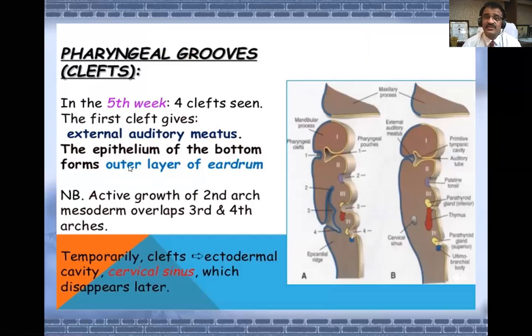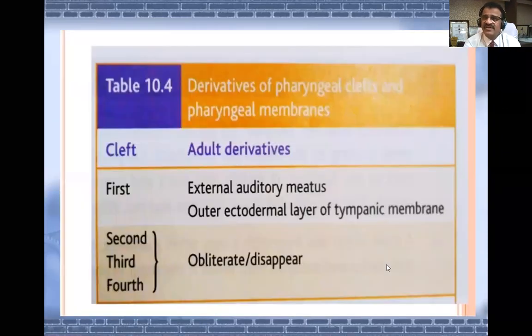The first cleft gives rise to the external auditory meatus. The epithelium of the bottom forms the outer layer of the eardrum. These are the derivatives of clefts. So clefts are the grooves, and they are also 4 in number, but on the outer side, towards the side of skin. Here you can see the derivatives of clefts.